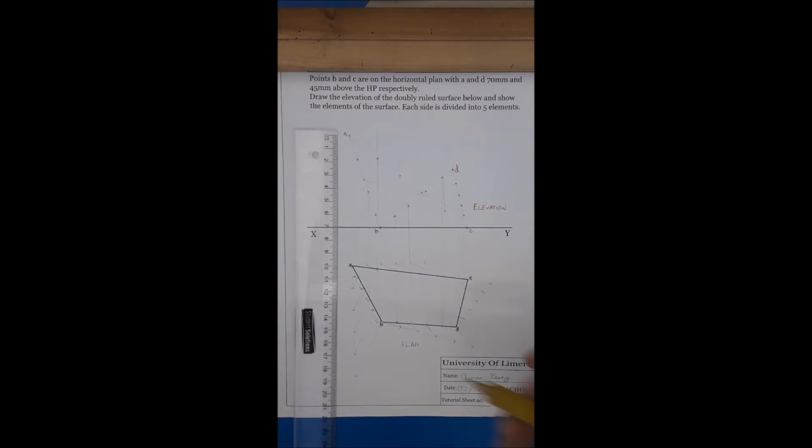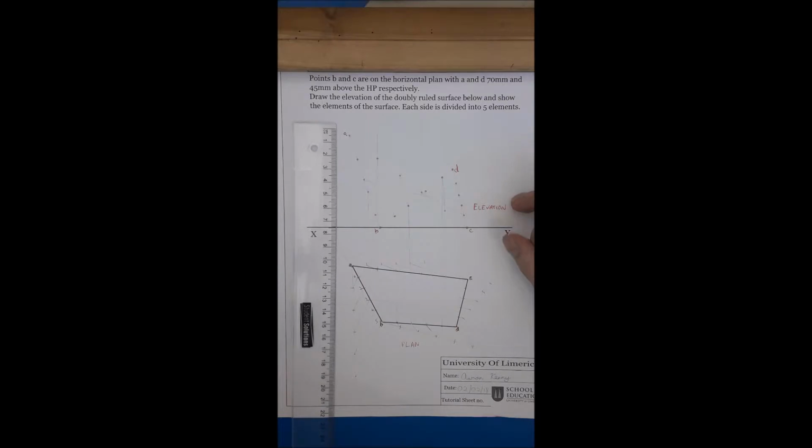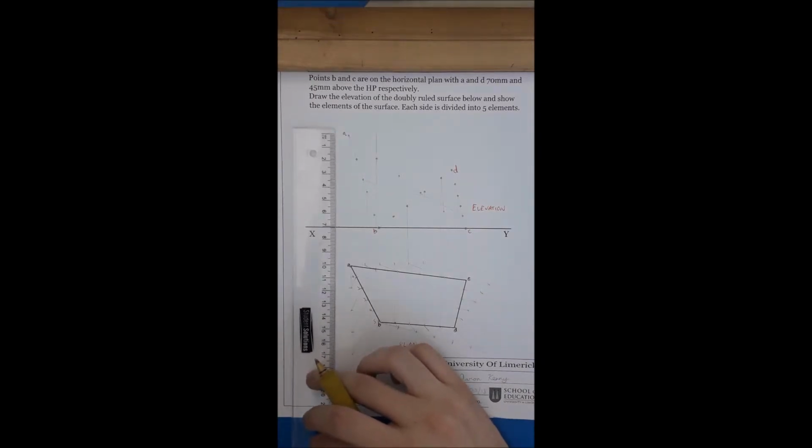So as you can see here, down in plan we have our shape, which is A, B, D and C, and then we have to find the elevation. We have to find that shape warped in elevation, as you can see up here. So there's the plan, and then there's the elevation. As you can see, we're given points in the question. I just have a ruler there for scale.